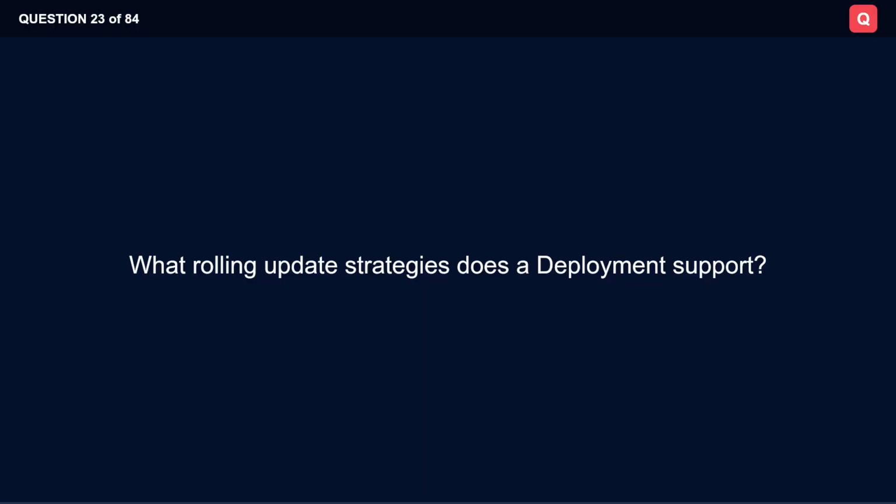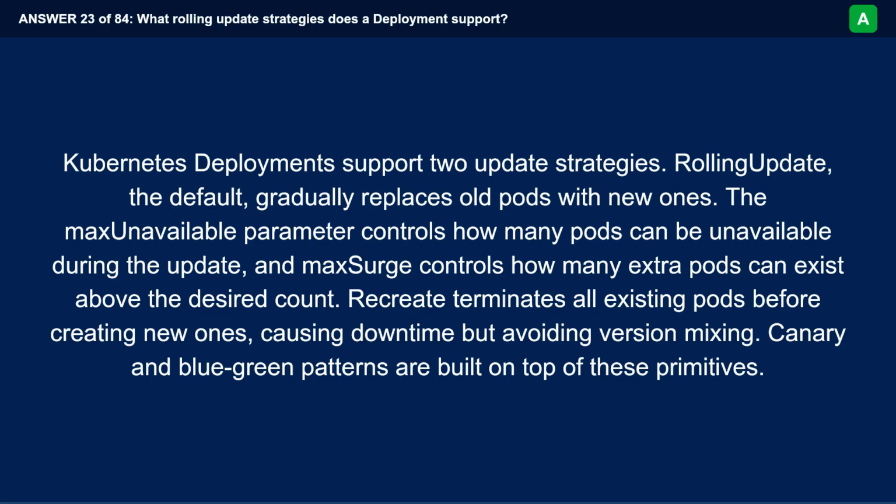What rolling update strategies does a deployment support? Kubernetes deployments support two update strategies. Rolling update, the default, gradually replaces old pods with new ones. The maxUnavailable parameter controls how many pods can be unavailable during the update, and maxSurge controls how many extra pods can exist above the desired count. Recreate terminates all existing pods before creating new ones, causing downtime but avoiding version mixing. Canary and blue-green patterns are built on top of these primitives.